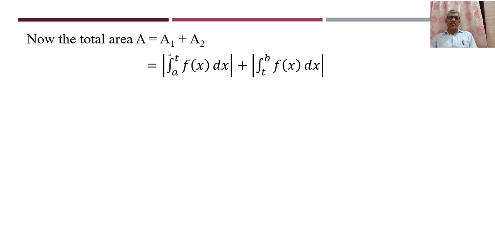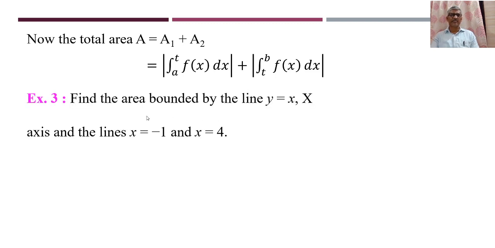Here A1 is mod of the integration from a to t of f of x dx, plus the integration to the limit t to b of f of x dx, by using the property. Then which property have you used here? The fourth property: integration to the limit a to 0 of f of x dx plus integration to the limit 0 to b of f of x dx is the integration to the limit a to b of f of x dx, like this.